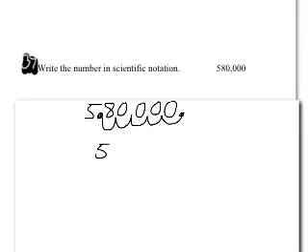So it will be 5.8 times 10. And guess how many? Well, we have 1, 2, 3, 4, 5. We took away 5 decimal places, so we'll put a 5 here to record it. So 5.8 times 10 to the 5th power. It's just a shorthand.